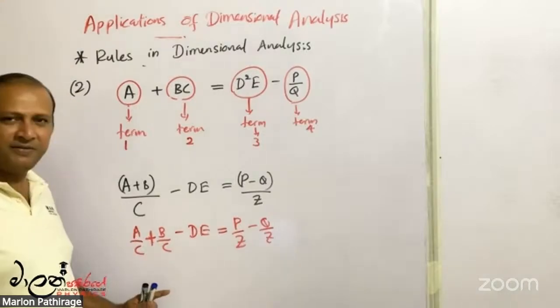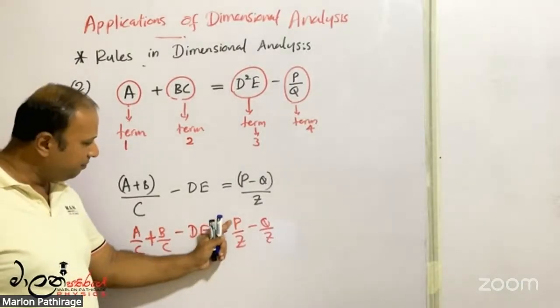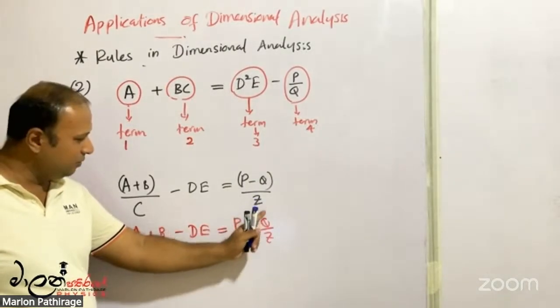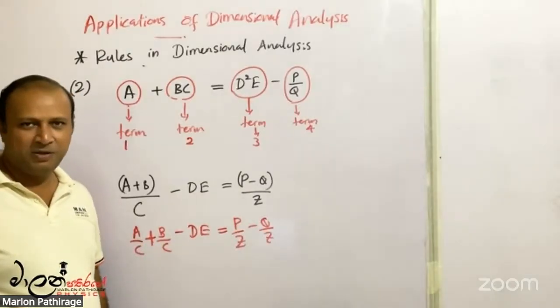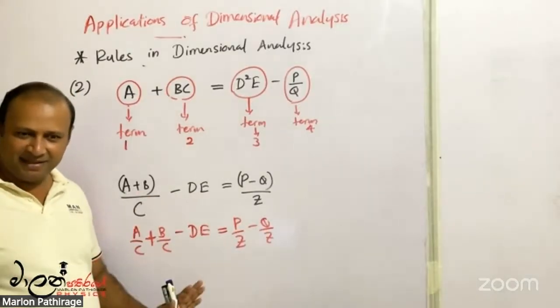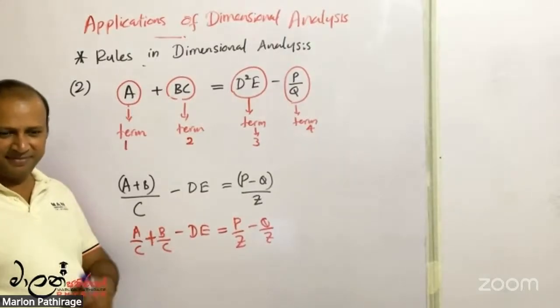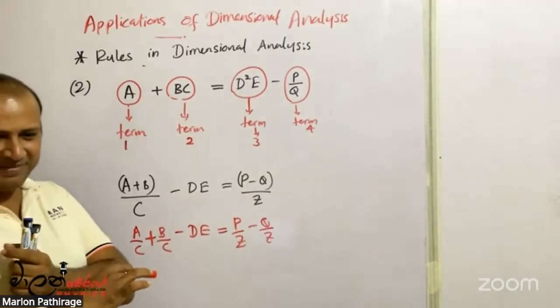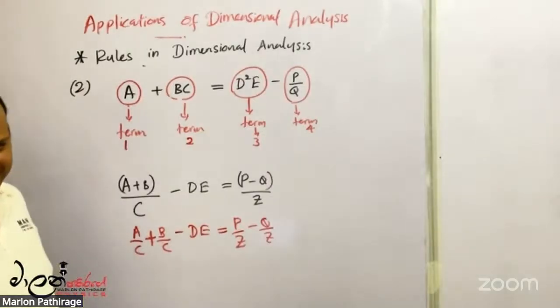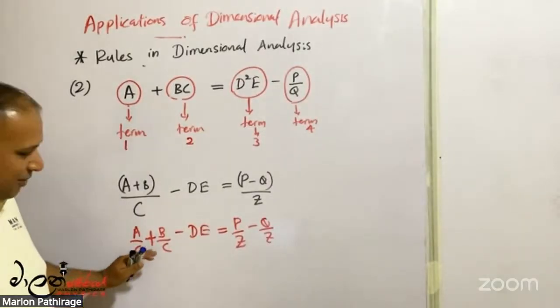B over C is one term, DE is one term, P over Z is one term, Q over Z is one term. You can think like this. Is that clear? If it is clear, please raise your hand.